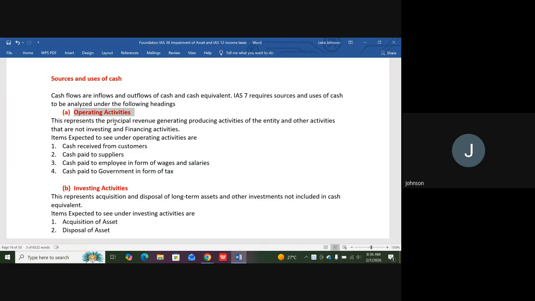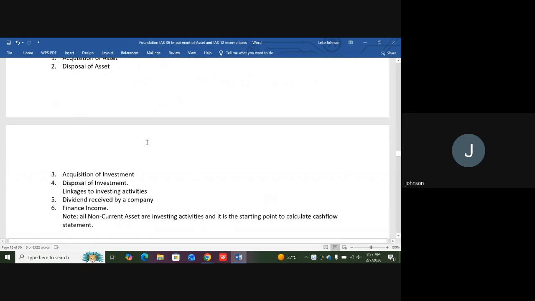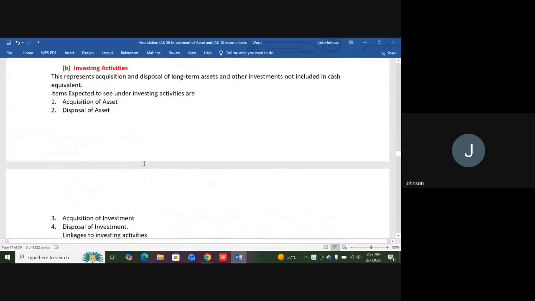Okay. Now, items to consider, because in the cash flow statement, these activities are the things that they're asking you to do. You must compute them. What are the operational activities? How much do you make from operating activity? What are the investment activities? How much do you make from investing activity there? What is your financing activity? Okay, so you must know them.